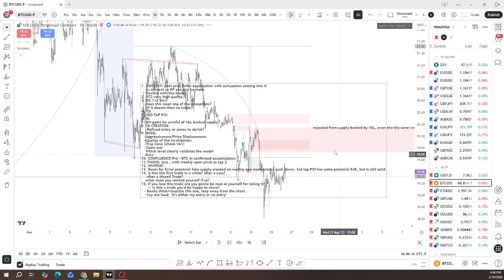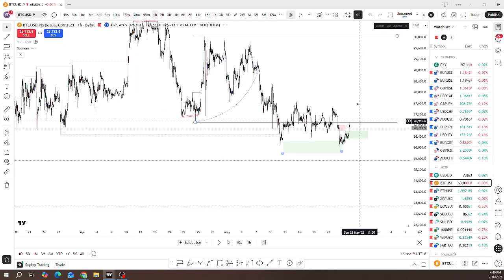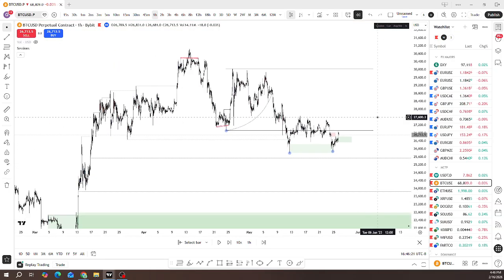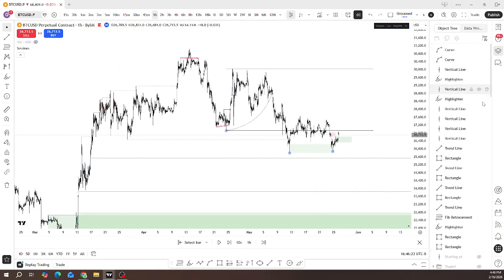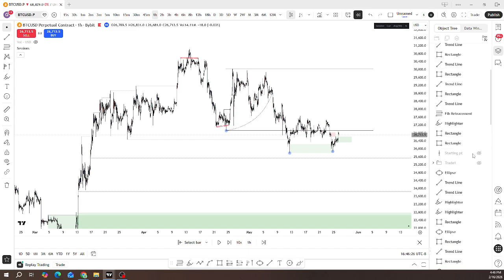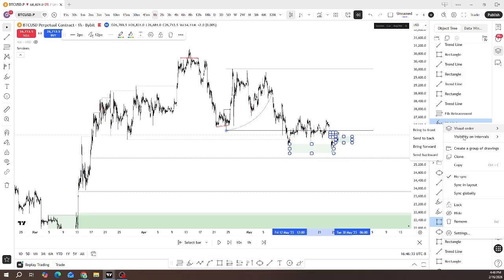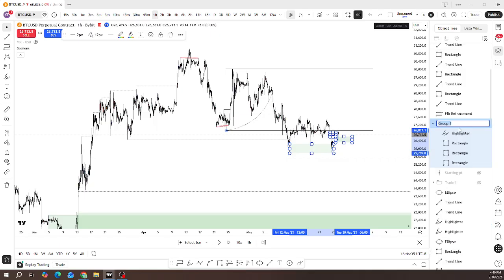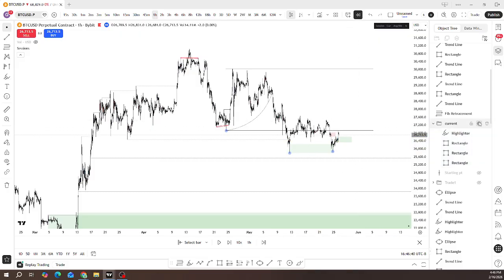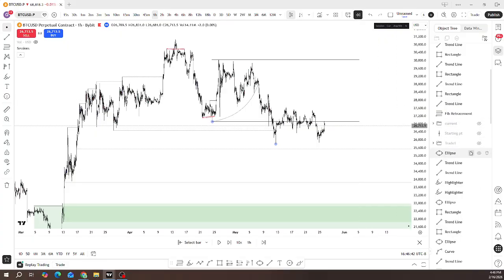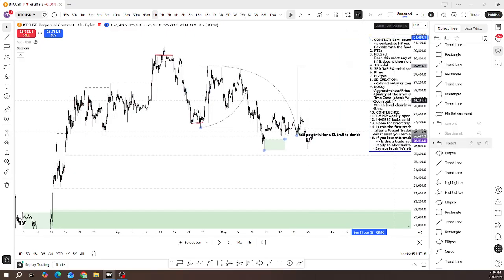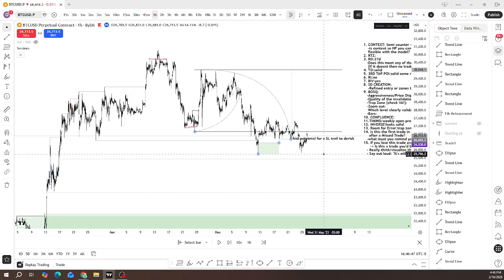Going over to Bitcoin here, you can see this was the trade on Bitcoin. So I'm also gonna label this as current and throw it into a little folder right here, because we're also gonna be logging current Bitcoin here. So this was the model we were looking at on Bitcoin.